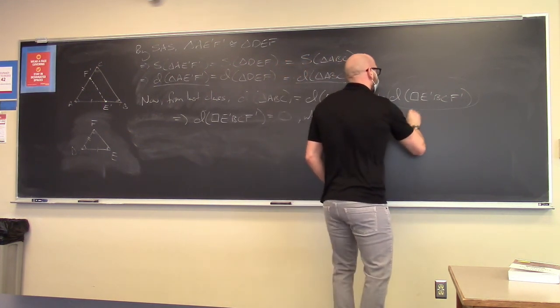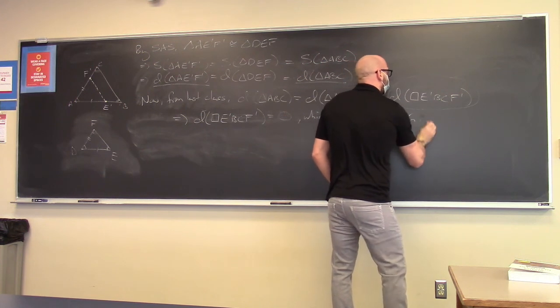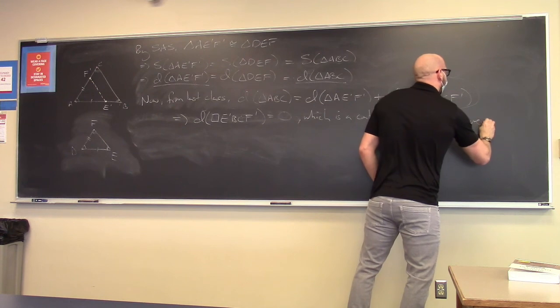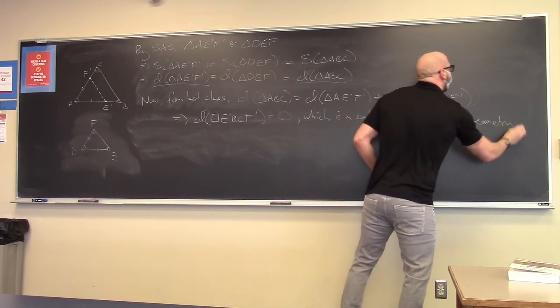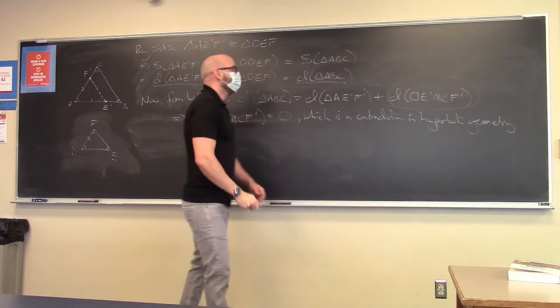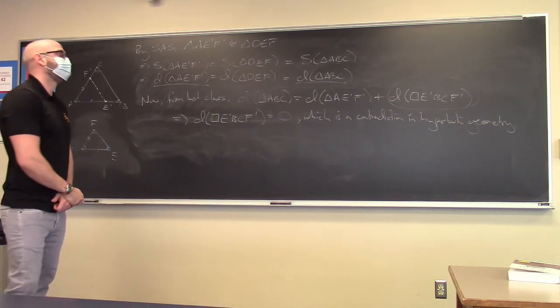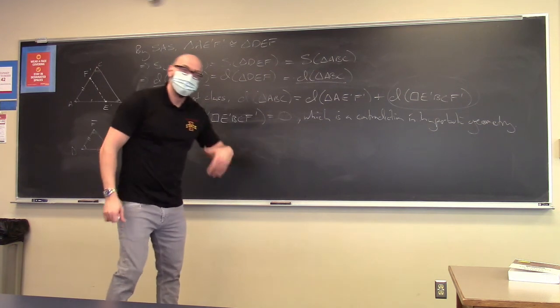Every polygon in hyperbolic geometry has a non-zero defect. Otherwise, you're in Euclidean.